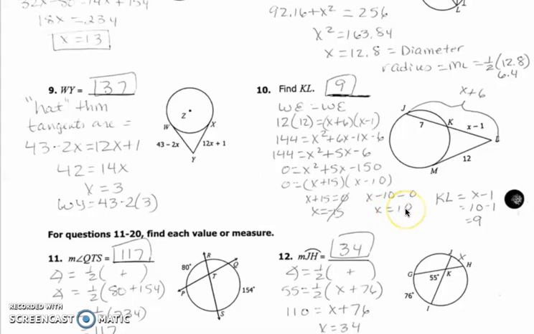Once I know x is 10, then I'm just substituting in because they wanted me to find KL, which was x minus 1, and 10 minus 1 is 9.